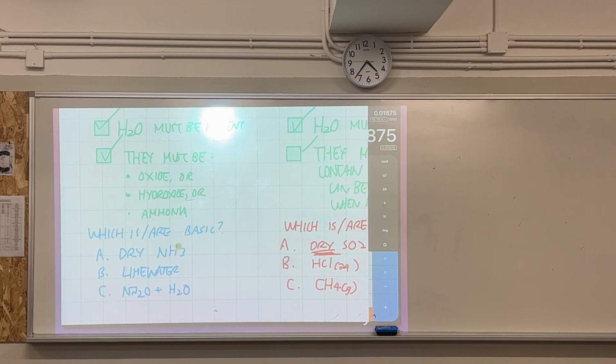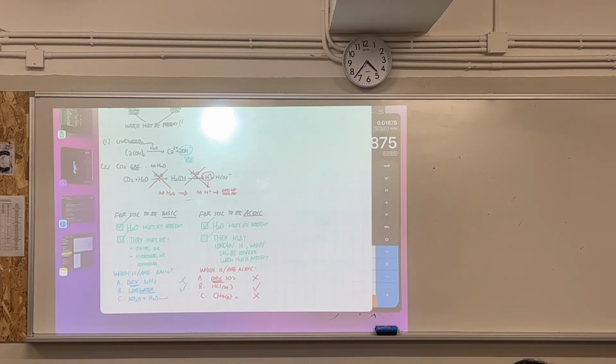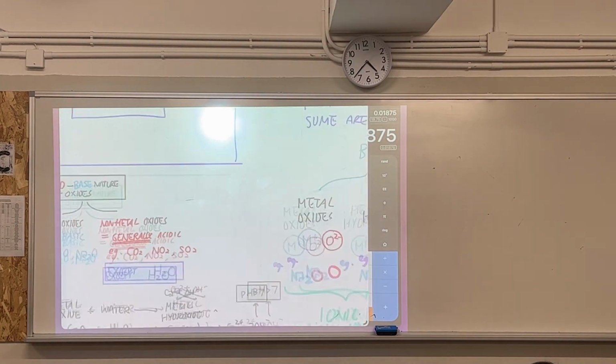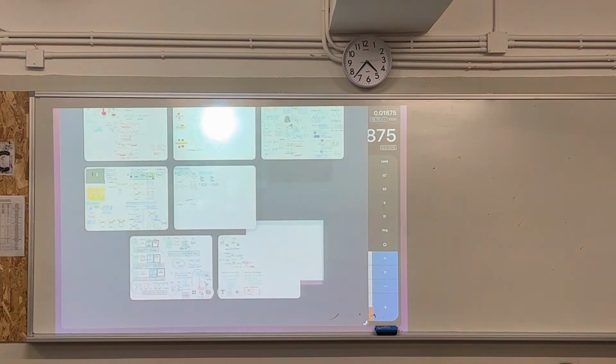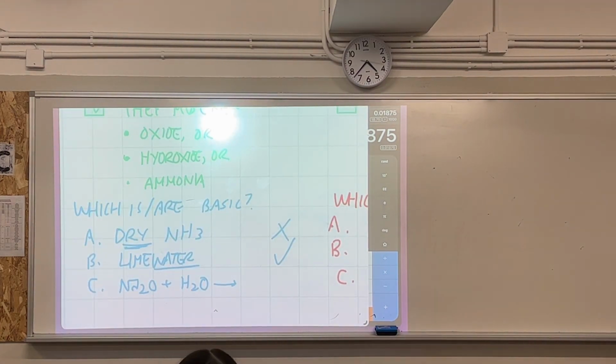A first, what do you think? No, because it's dry. B, yes, not only because it is basic, but also because there is water. What about the third one? Yes, because can you complete the equation? Remember what an oxide reacts with water to give? Hydroxide, and by the fact that there is water in here, the sodium hydroxide will dissociate into Na plus and OH minus, so making C also the answer.